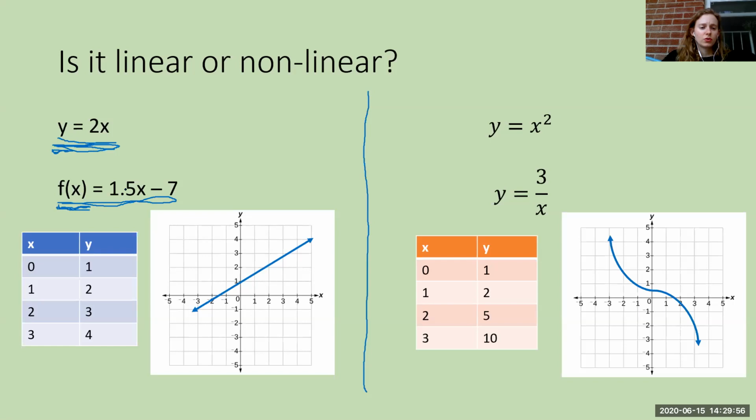So f of x equals 1.5x minus 7. Again, nothing crazy going on with our input and output variable here. I don't see any exponents or roots on those variables. We've got some multiplication going on here, some subtraction, but all that means is it's going to be a straight line when we graph it.